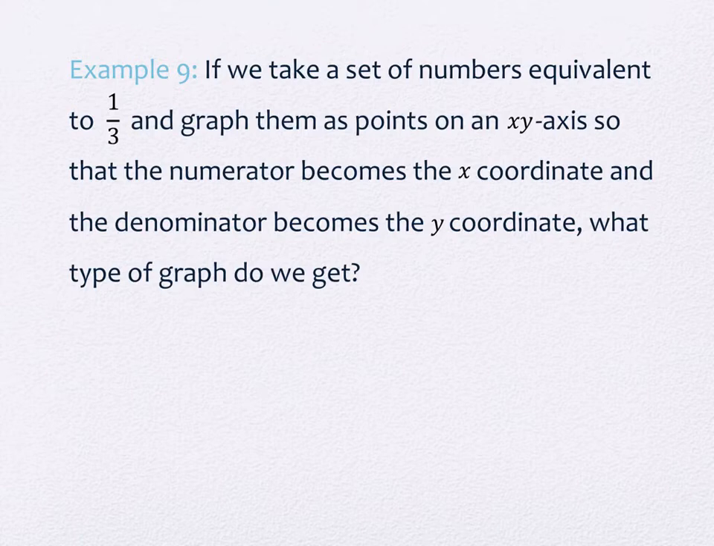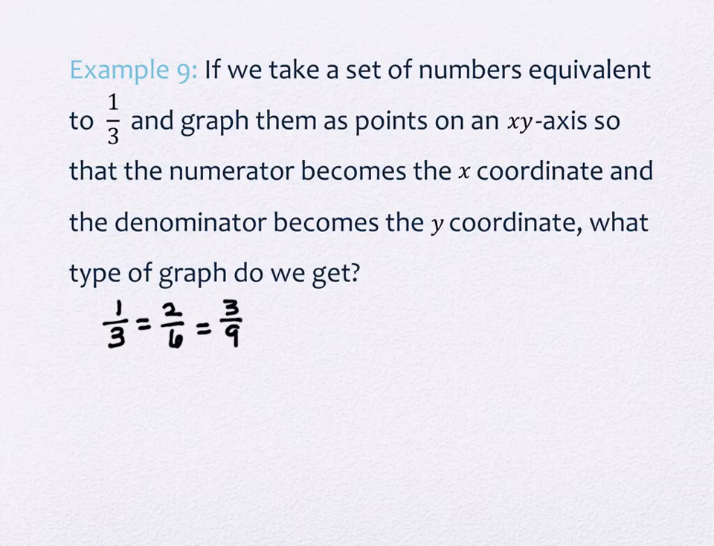Example number 9. If we take a set of numbers equivalent to 1/3 and graph them as points on an xy axis so that the numerator becomes the x coordinate and the denominator becomes the y coordinate, what type of graph do we get? This is a very interesting problem, and it sounds way wordier than what they're having you do. So let me start with the 1/3 and ask you for an equivalent fraction to 1 over 3. What's another fraction that's equivalent to 1 over 3? 2 over 6. Wonderful. I need at least one more value. 3 over 9. Thank you so much.